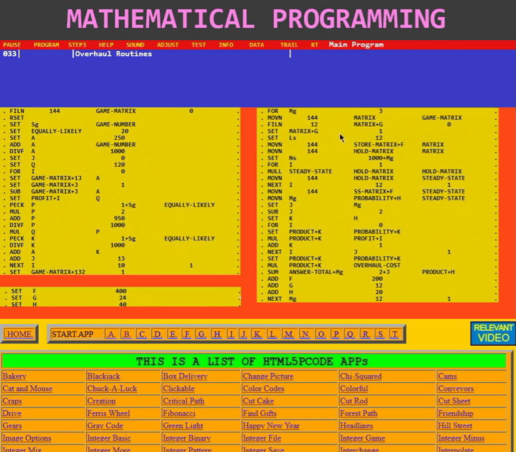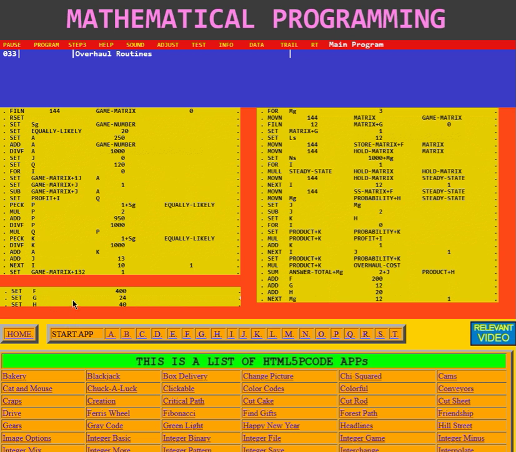Then it sets G to 24. Well, the first matrix it's going to build is going to be 3 by 3. G is going to be the offset to the last row in that matrix. The first one is 3 by 3, so the last row is down 2 rows, so it's offset 2 times 12, or 24. And every time it goes around the loop, it's going to add 12 to G down here. So when it's a 4 by 4 matrix, it's going to point to the offset of the fourth row.